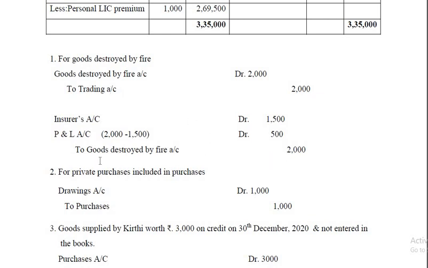If you look at these two entries, goods destroyed by fire account is debited here, and goods destroyed by fire is credited here, so it is cancelled. So what remains is insurance account debit 1,500, profit and loss account debit 500 to trading account. In other words, trading account is credited by 2,000, insurance account is debited by 1,500, which appears in the balance sheet, and profit and loss account is debited with the net loss 500.